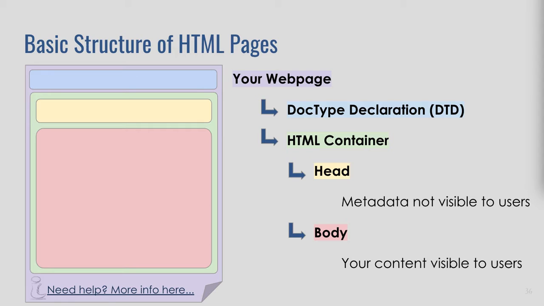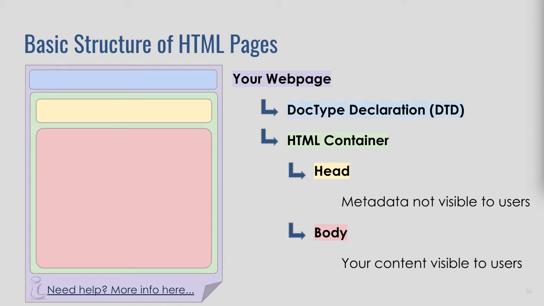Then after that, we start our container. And this is where we actually write in HTML code and begin writing code for our website. In that HTML code, the green section, it is then split into two parts: the visible code and the invisible code, what I will call metadata and what I will call content.